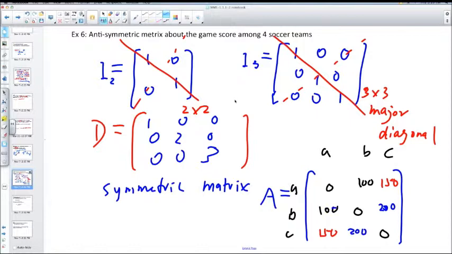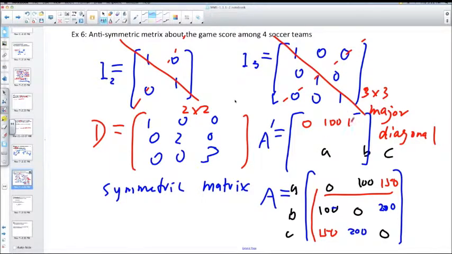In this matrix, you can do the transpose. That means after you change the row to the column, what's happening? Let me change the color. Nothing happened. It's exactly the same. The first row is the same as the first column. If you swap it, it's still this. The second row is the second column. If you change it, it is still the same. And so is this.